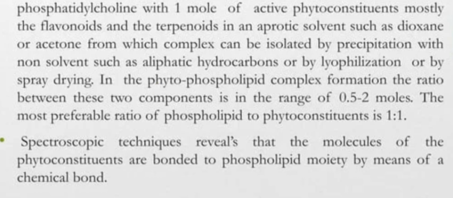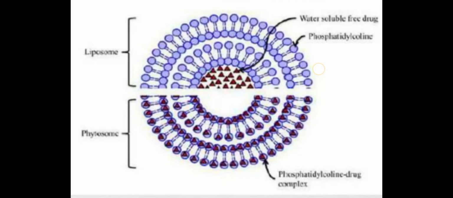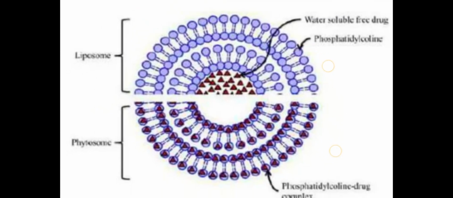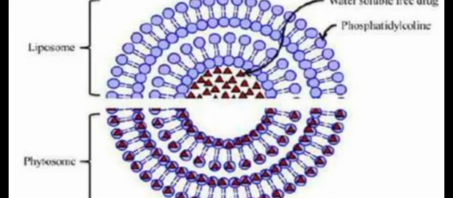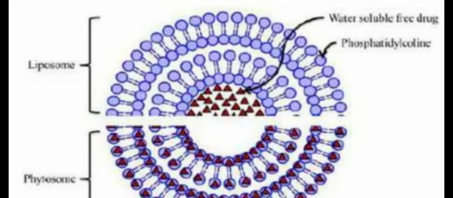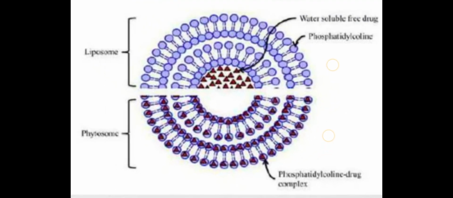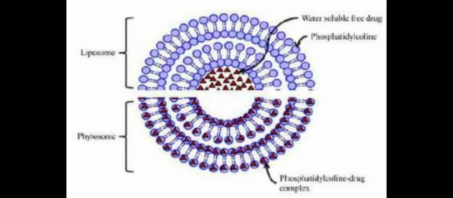So this is the difference between phytosome and liposome. Phytosomes and liposomes are structurally different in this manner. In the case of liposome, there is water soluble free drug and phosphatidylcholine, and in the case of phytosome, a phosphatidylcholine-drug complex. So this is the diagrammatic representation of the differentiation between phytosome and liposome.